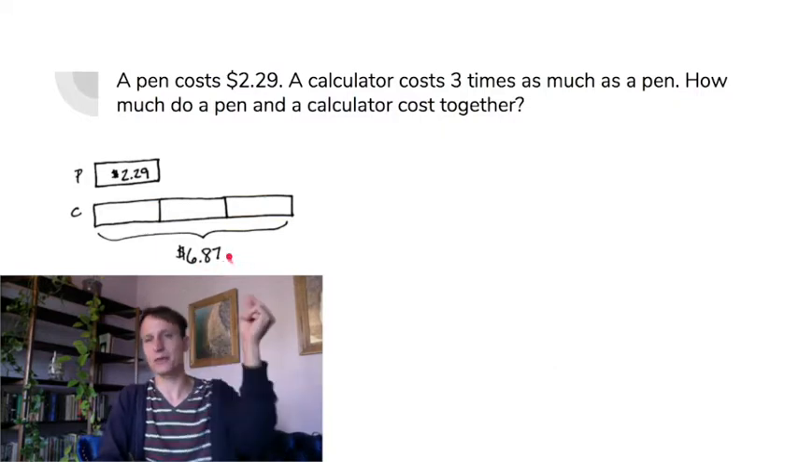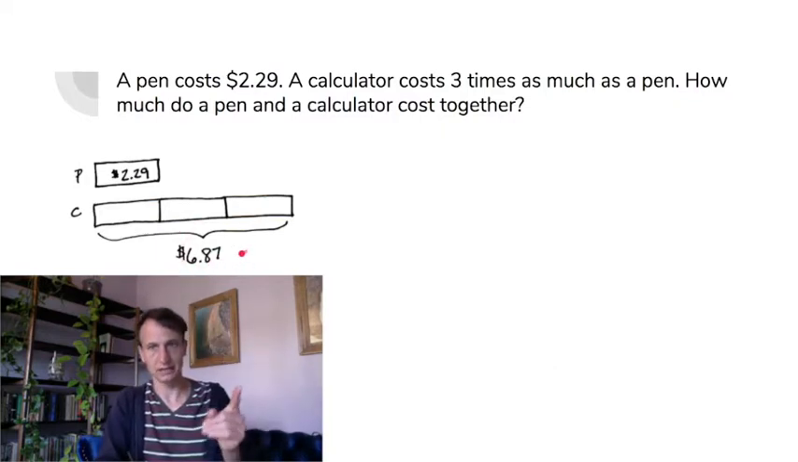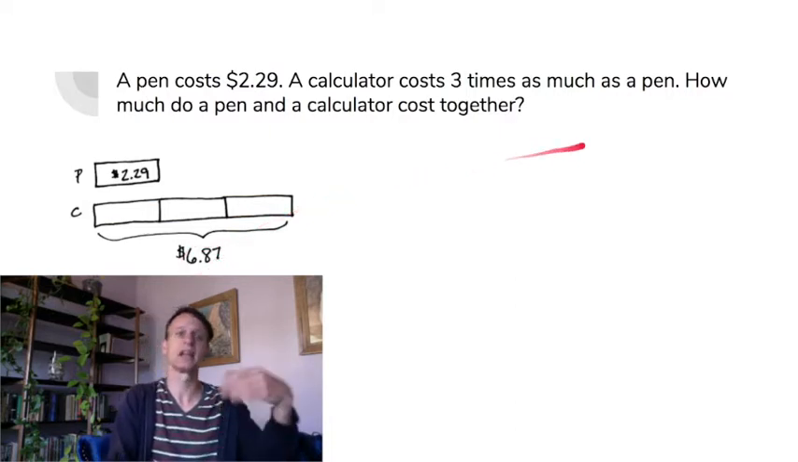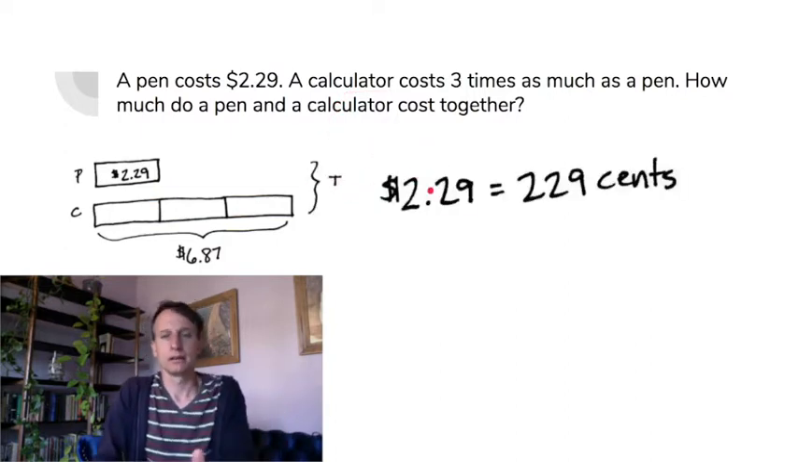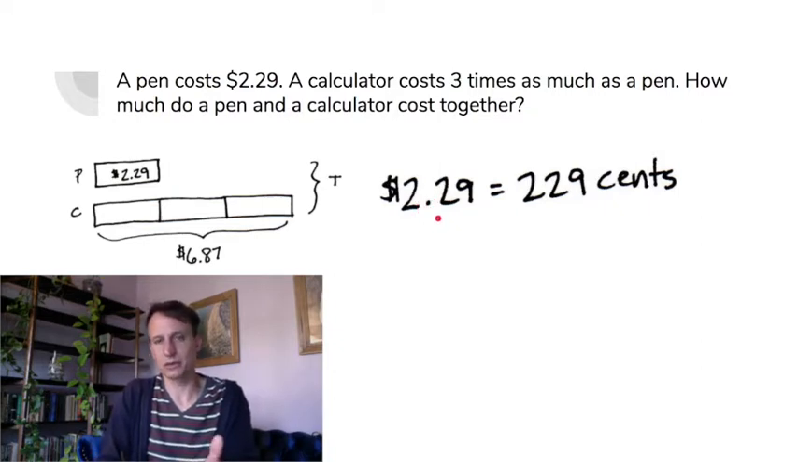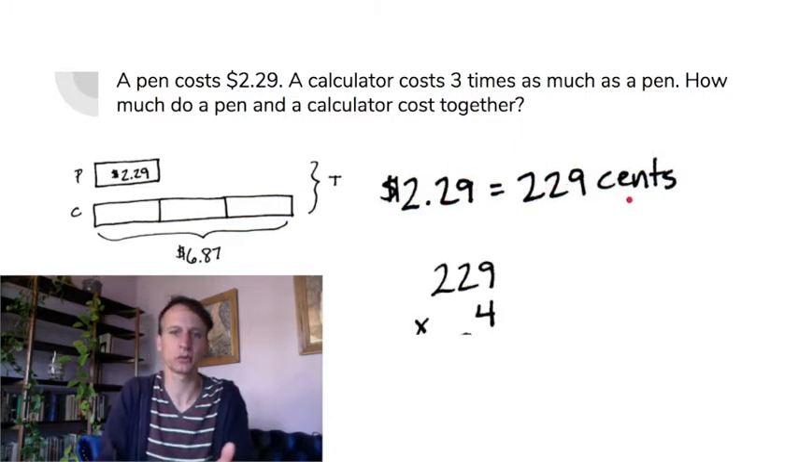$6.87. And we tell you, if I were writing this as a quiz, that would be wrong answer A, right there, would be $6.87, because that's not what the question is asking. How much do the pen and the calculator cost together is what it's asking. That's our total. All right. So now, way of doing this is to get rid of the decimals so that you don't confuse yourself. $2.29, well, that's 229 cents, because that's a little easier to work with.